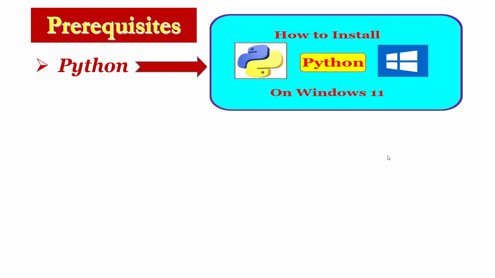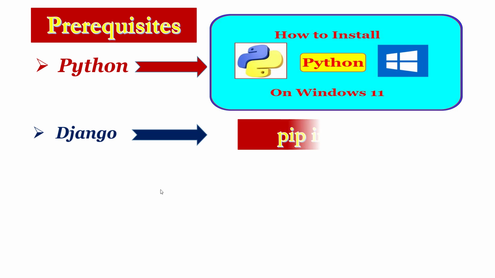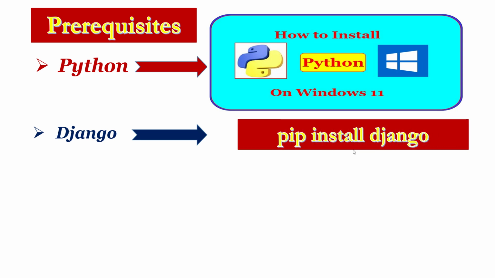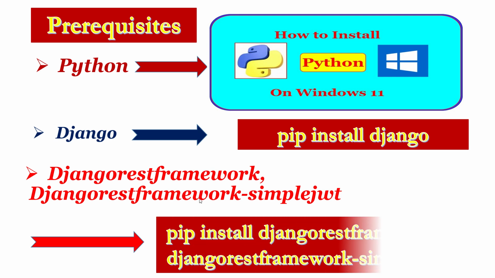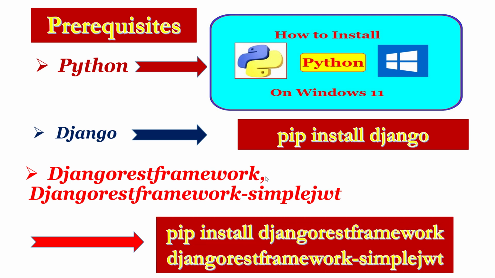First we need to install Python on our system, and if you have not installed it you can refer to this video which will guide you on how to install Python on Windows. Next you need to install Django. It's a framework for web development in Python. You can use this pip command to install this. Next we need to install Django Rest Framework. It's a web framework which will help us to create and build REST APIs in Python web development.